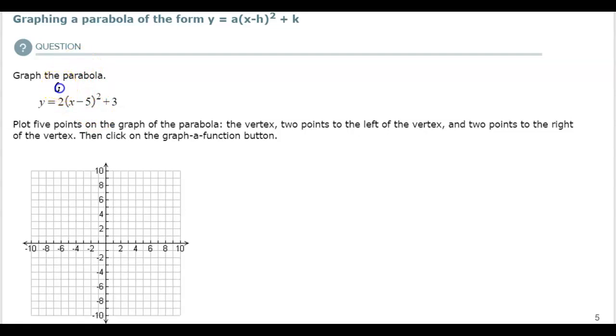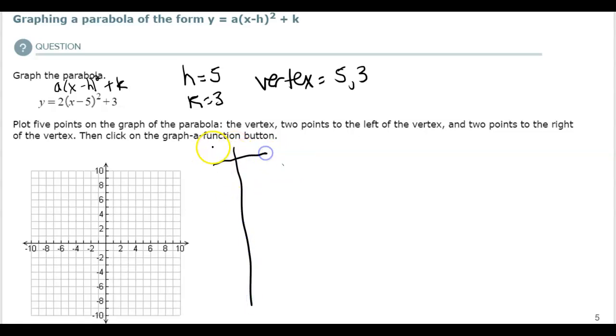So if I think of the equation as a(x minus h) squared plus k, my h is 5, my k is 3, so my vertex is 5, 3. It wants us to use 5 points. I'm going to put the work in the middle. So it wants us to use 5 points: the vertex, 2 to the left of the vertex, and 2 to the right of the vertex.